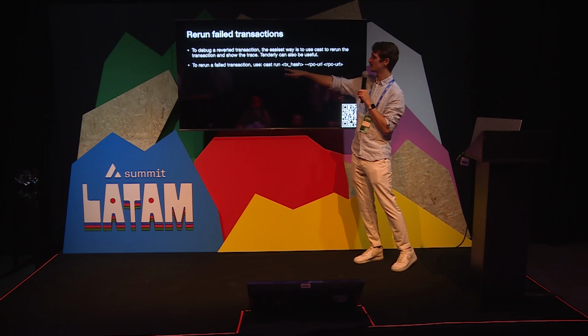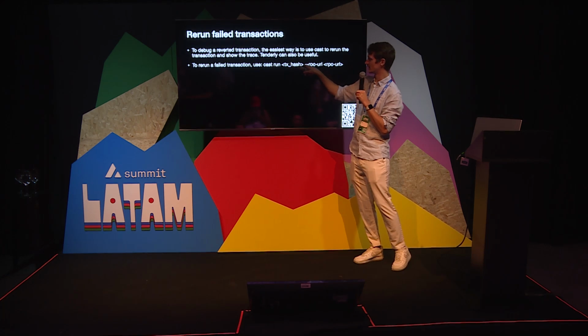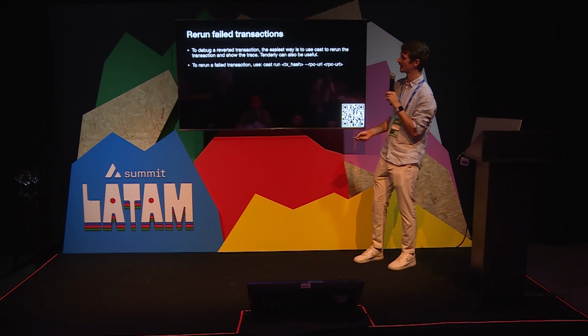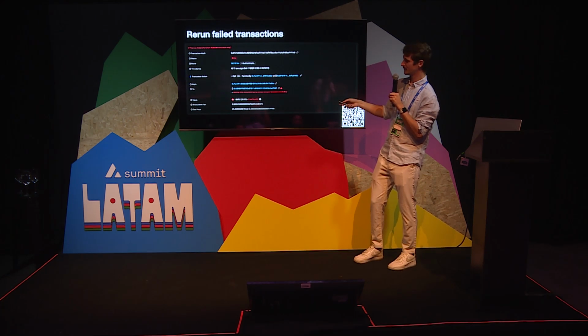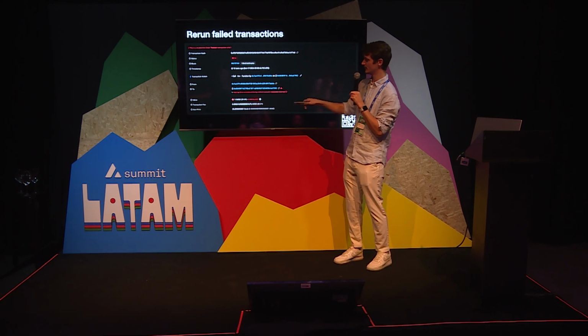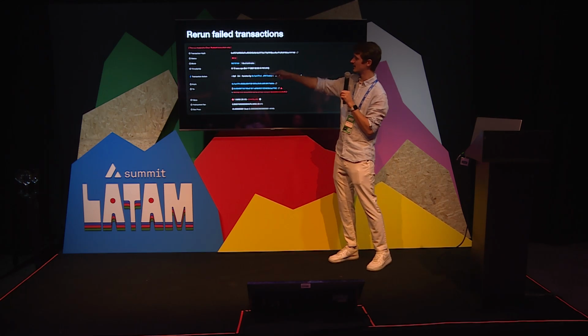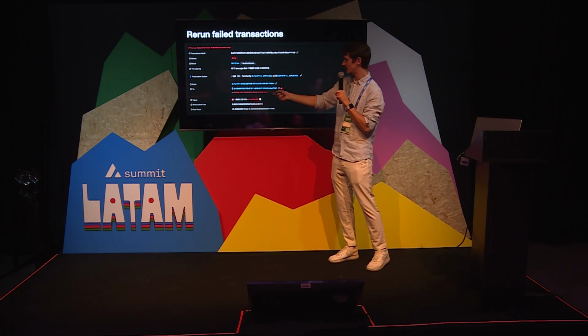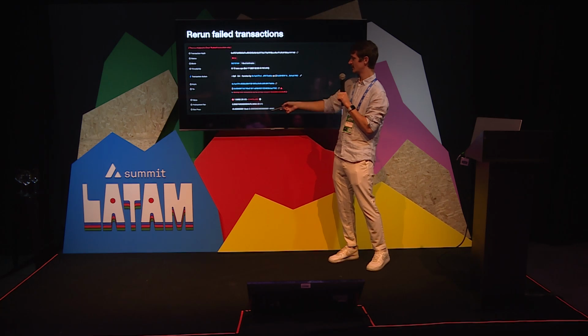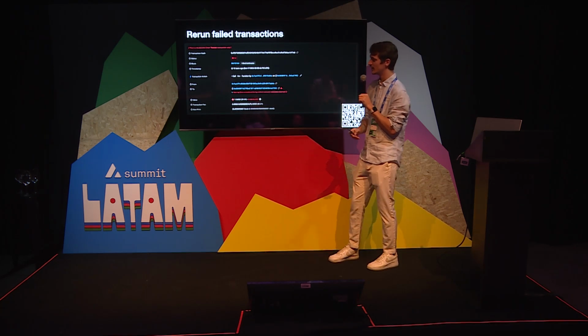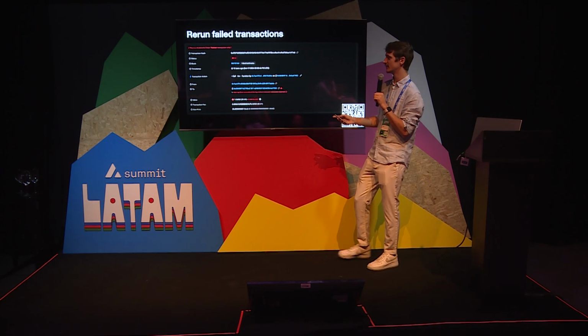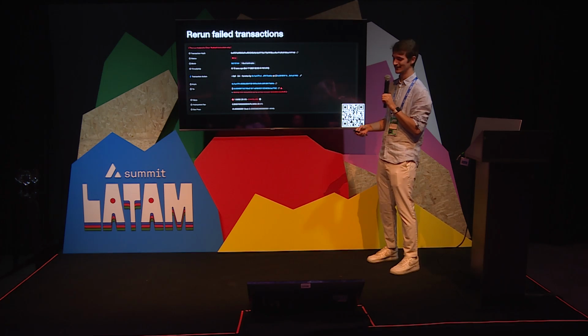And to rerun a failed transaction, you use cast run, the transaction hash, and the RPC URL. So this is a failed transaction. As you can see on the Explorer, you have no information. You know that I called mint, that it failed somehow, somewhere, and it just reverted. But you have no idea what happened. And it can be very hard to actually know what happened and to debug it.